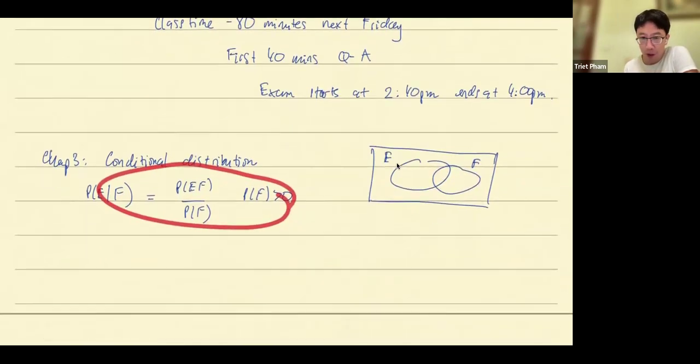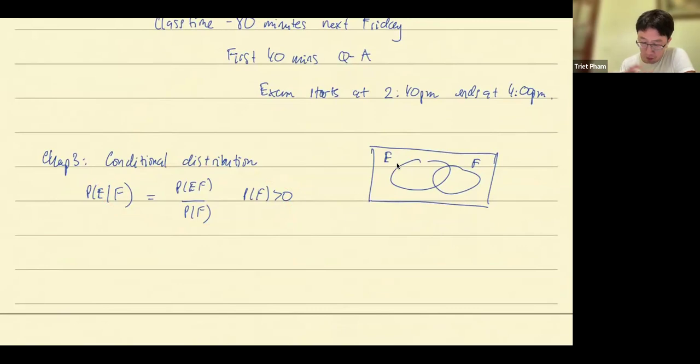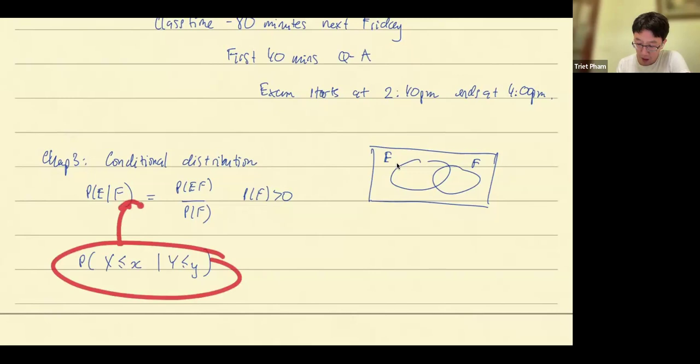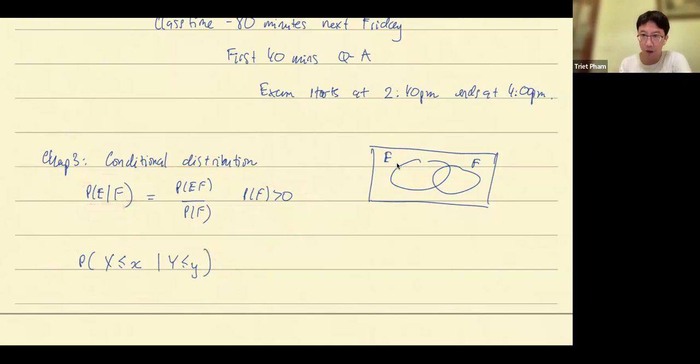But this is limited to just events. Chapter 2 talks about random variables. So you could talk about the probability that X is less than or equal to a given value, conditioned on Y being less than or equal to another value. This is exactly the conditional probability of E given F, because X less than or equal to x is an event, and Y less than or equal to y is an event.